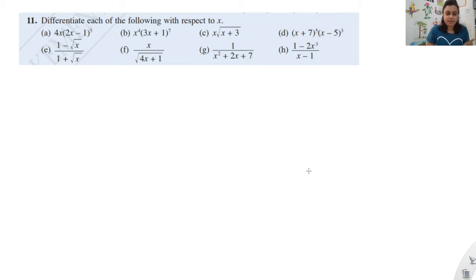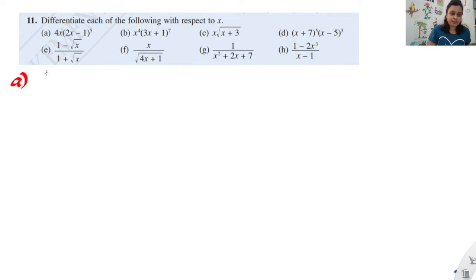Let's start with the question. So the first part, 11A. Let me just choose a different color. Okay, done.